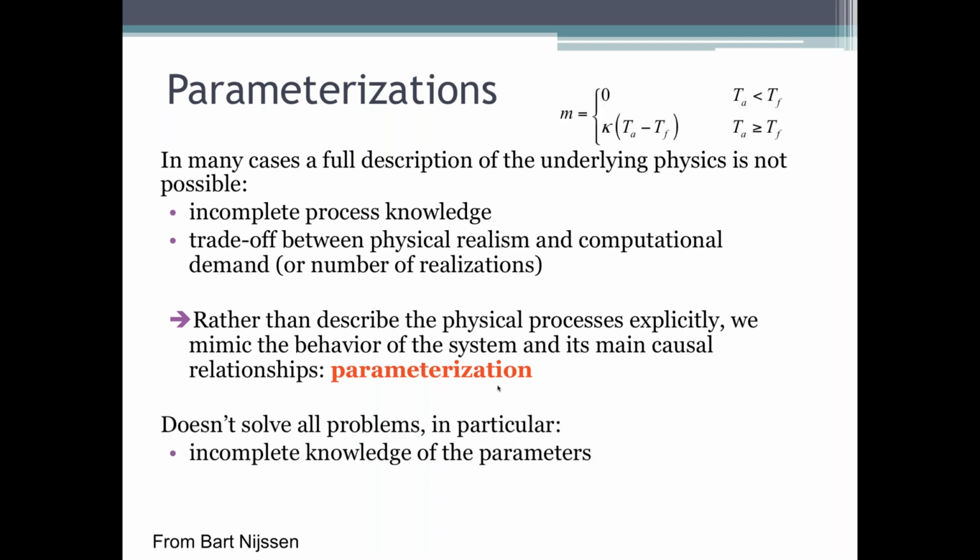It doesn't solve all our problems. In many cases, there's an incomplete knowledge of the parameters. Probably many of you have seen something like a temperature index snow model before, and those who've seen it have probably seen that this kappa value is different for almost every place it's applied. So there's no universal best value to be used in this equation at all places and times.